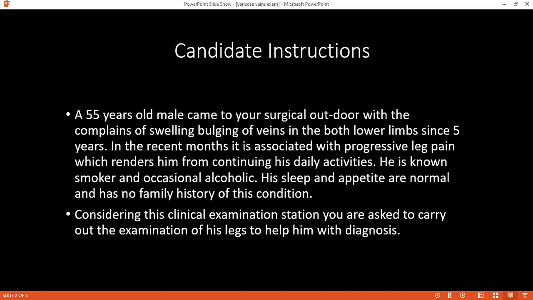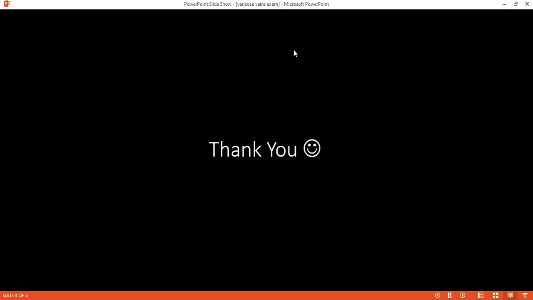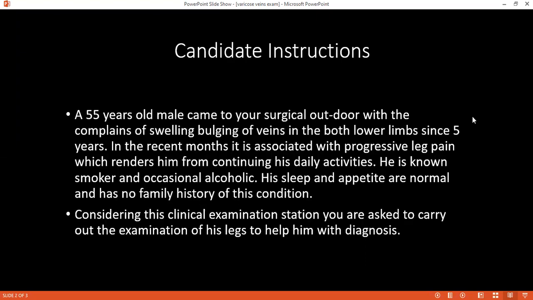My exposure in this patient will be the entire lower limb and also above the umbilicus, just the abdomen and the entire lower limb, with the patient having his briefs or boxers on.